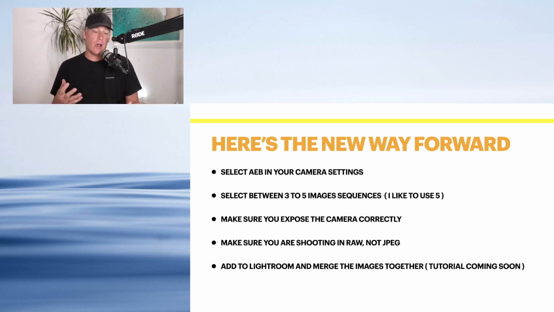In the DJI system, in the camera settings, there is an AEB, auto bracketing area, and you can choose between 3 and 5 images in a sequence. I like to choose 5 because it just gives me that extra dynamic range or extra information in those stacked photos to get the highlights that I'm after and the shadow detail.